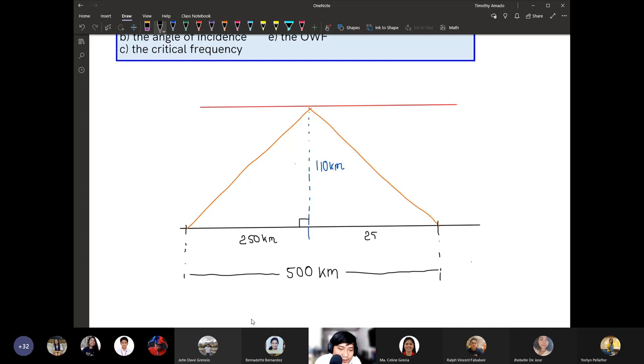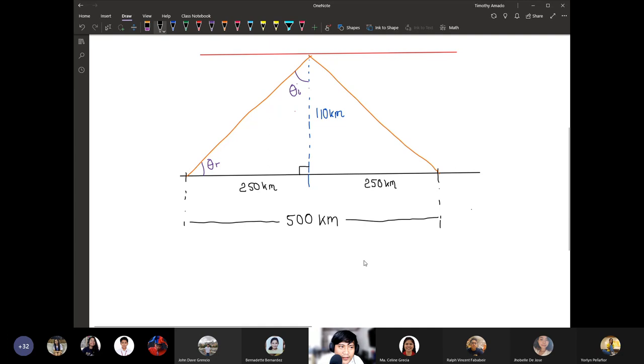Okay? Nagagets, guys? Alright. Ngayon, pinapahanap sa atin is the angle of radiation. So, ito siya. Ito yung angle of radiation. Angle of incidence, ito, no? Yung galing sa normal. So, this is angle of incidence. Okay. Yan, masosolve natin itong mga to, no? So, game. Part A tayo.